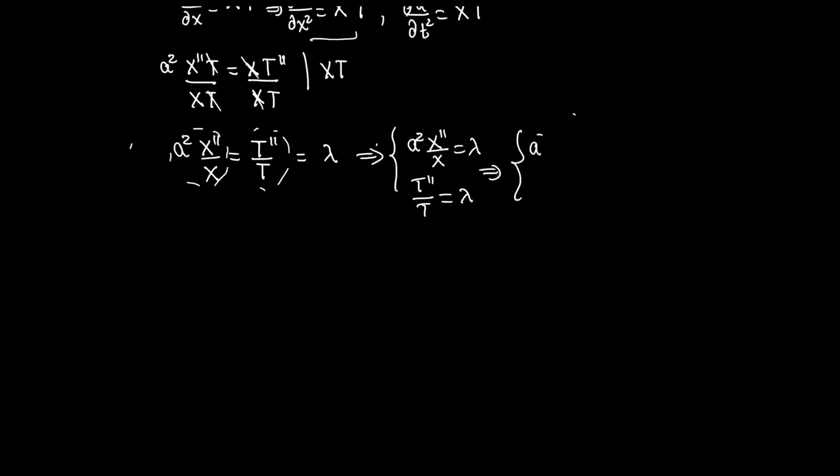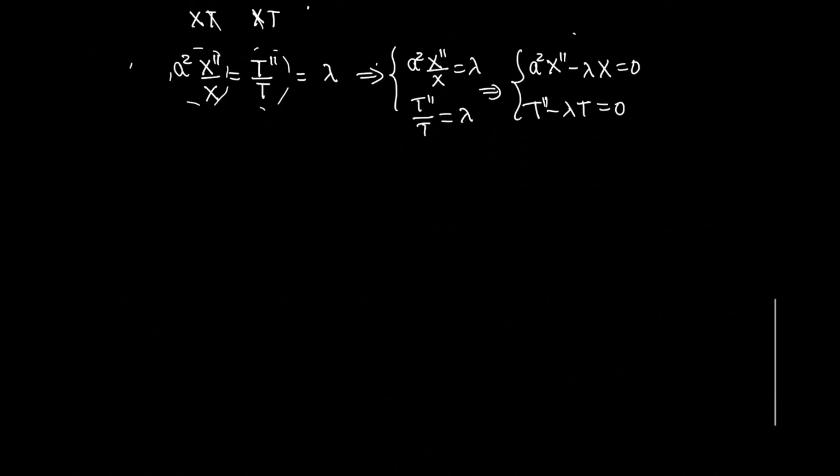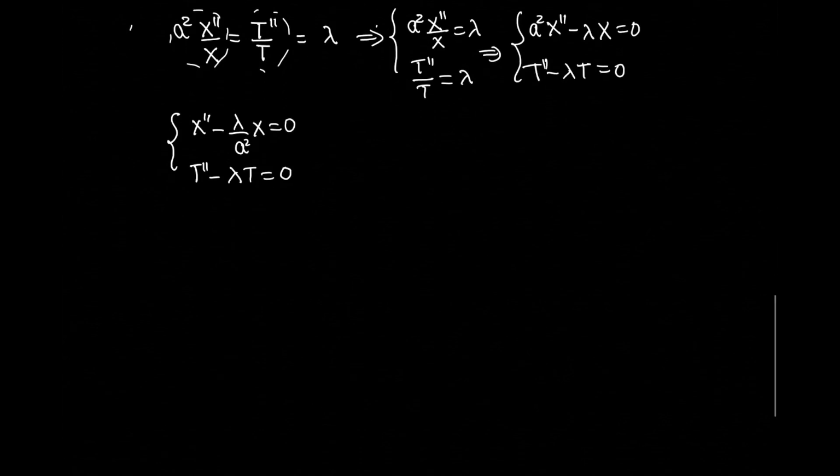Then I have a squared x double prime minus lambda x equal to 0, and then I have t double prime minus lambda t equal to 0. And then I have x second derivative minus a squared x equal to 0, and then t second order minus lambda t equal to 0. Okay, now we need to solve for x and t, and these are second order ODEs.